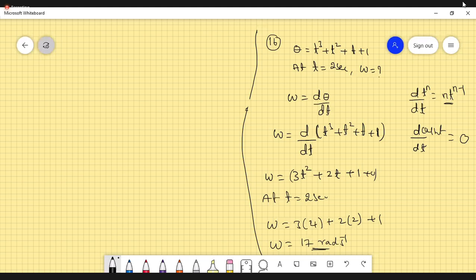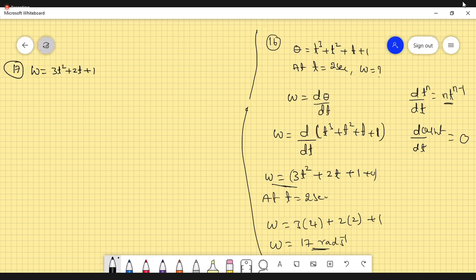See, 17th problem, continuation of 16th only. In the above problem, the angular acceleration of the particle is asked, at the same t equals 2 seconds. So first find the velocity. The velocity we got is 3t square plus 2t plus 1. This is the angular velocity.